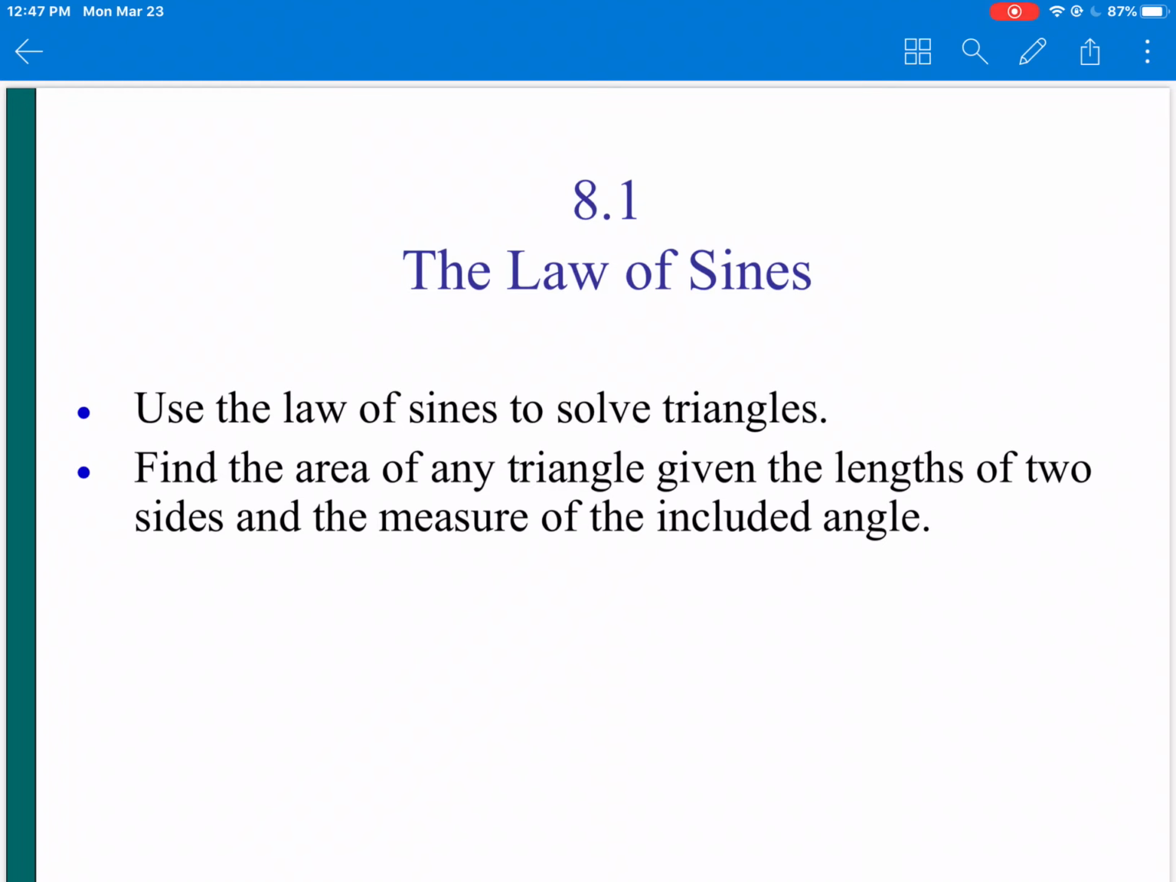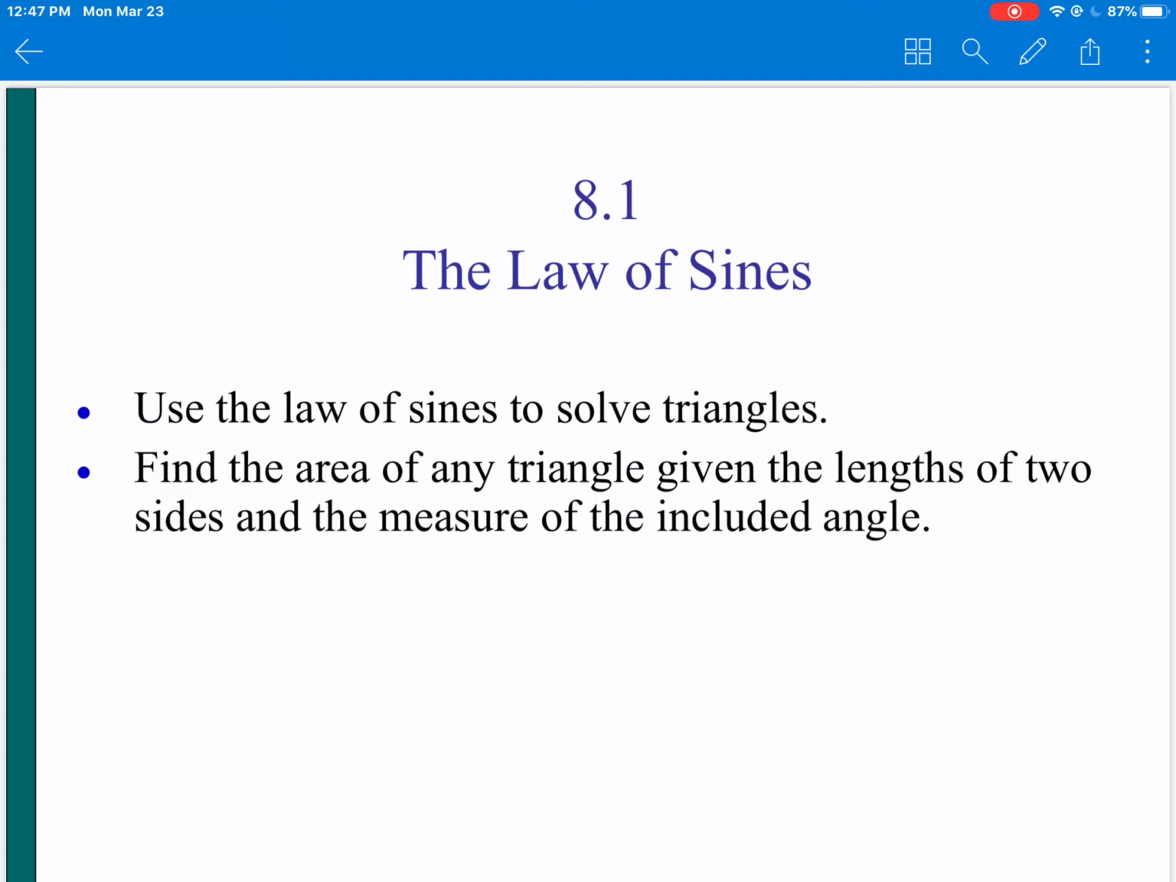Okay, starting section 8.1. Now, section 8.1 and section 8.2 kind of go hand in hand with each other. Section 8.1 is the law of sines, section 8.2 is the law of cosines, and both of those sections have to do with solving of triangles. Remember, we did that early on with right triangles, solving a triangle where you're looking for the measures of the angles, lengths of the sides.